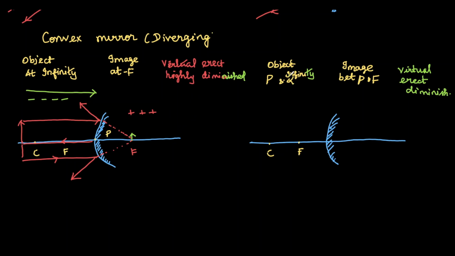It will be formed like this if we are keeping the object between P and infinity. P is the pole of the mirror. So I am keeping the object here at infinity. The light ray parallel to the principal axis gets diverged like this. When I produce this light, it will fall through F.